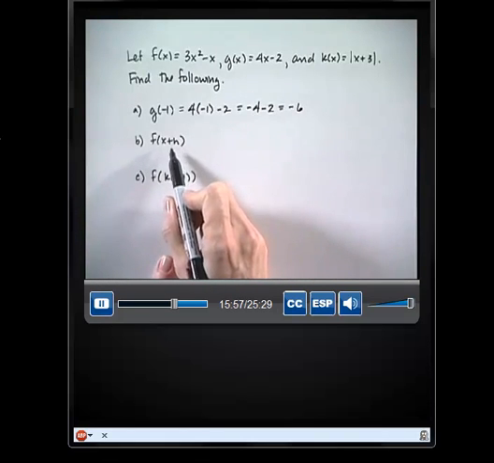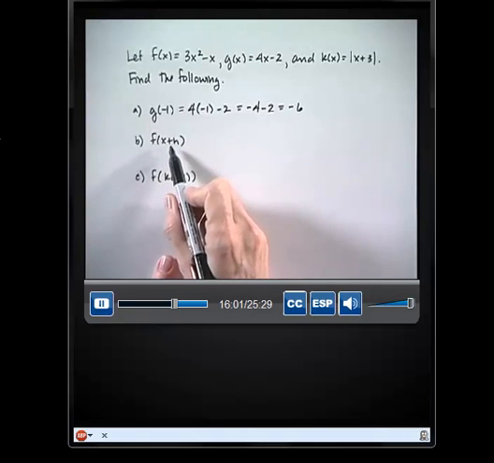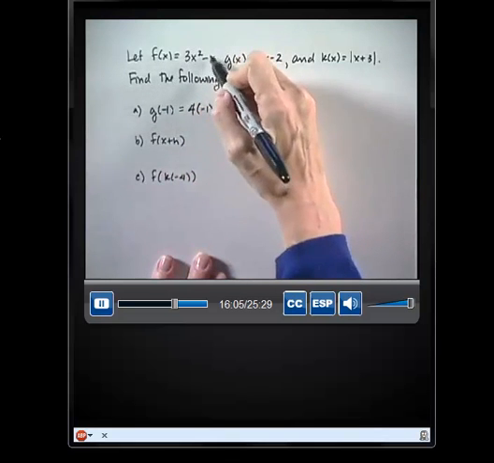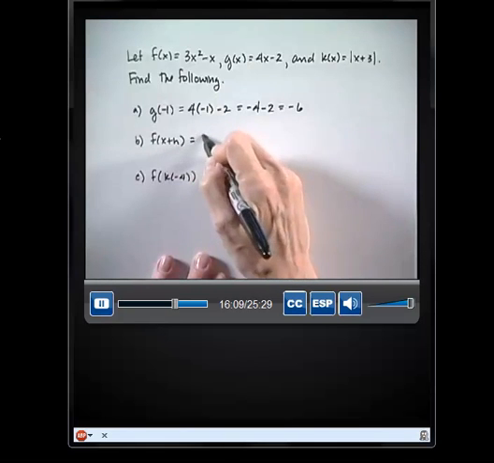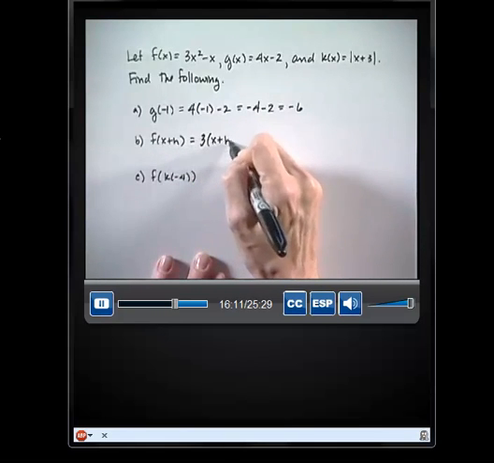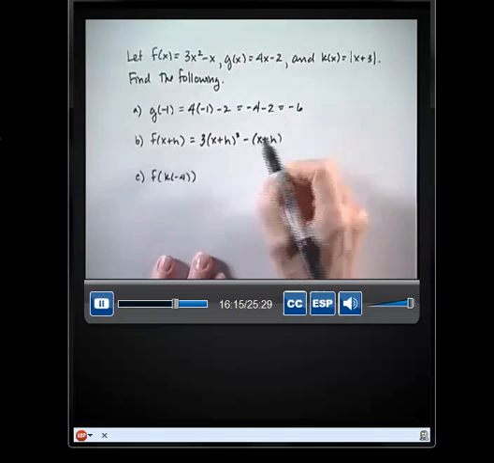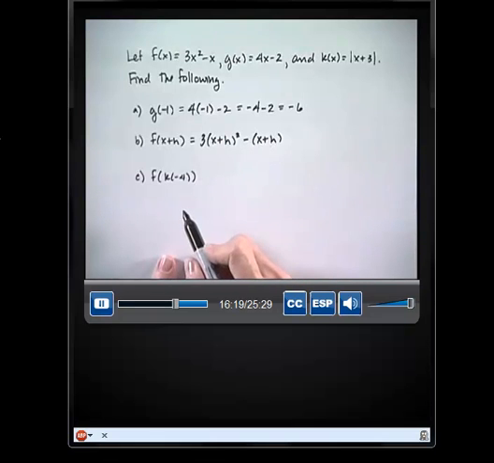That means for each x in the function f, replace it with x plus h. Well, there's function f. So each x is replaced by the quantity x plus h, which gives us 3 times x plus h squared minus the quantity x plus h. And don't forget the parentheses on the quantity being subtracted.